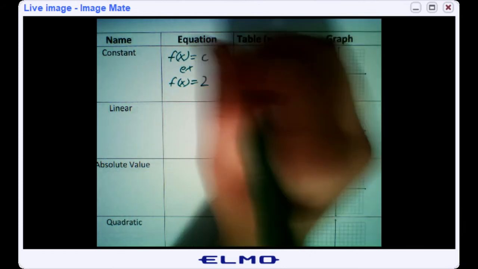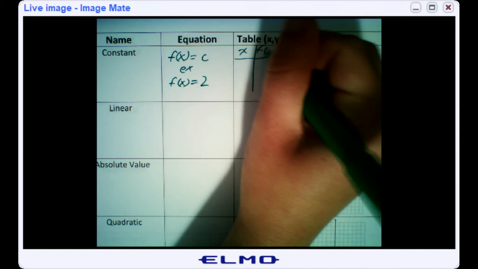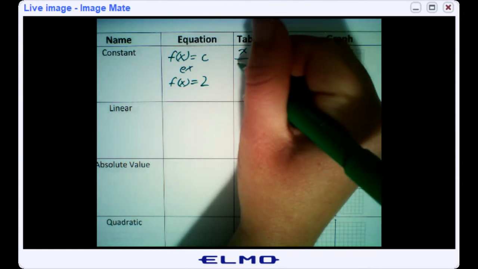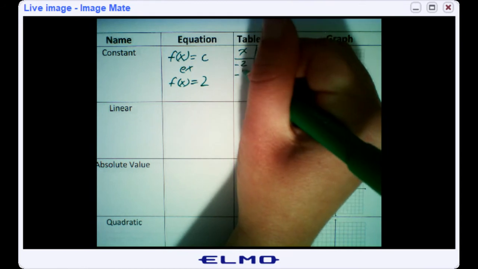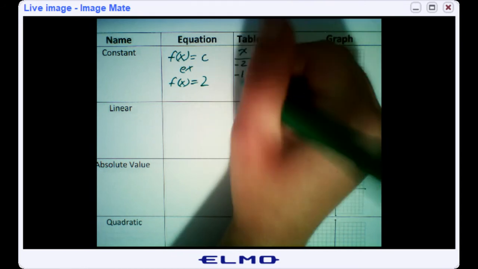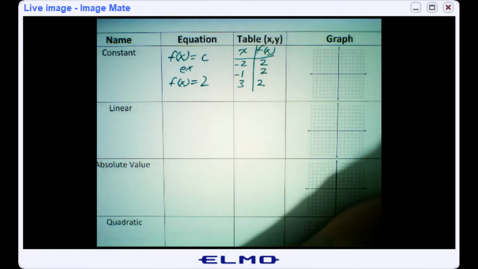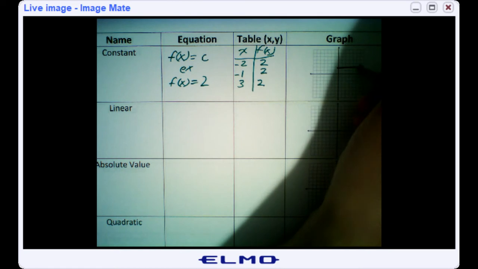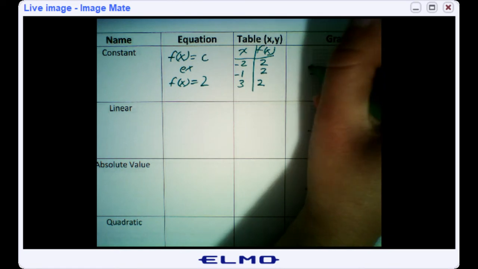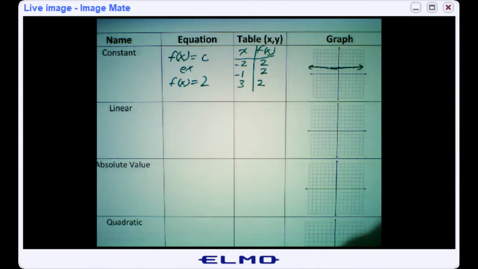It's just our output. You can put x, f of x. So no matter our x value, if we have -2, our y value is 2. If our x value is -1, our y value is still 2. If our x value is 3, our y value is still 2. And then we can graph it. So we're going to get a horizontal line, and that is our constant.